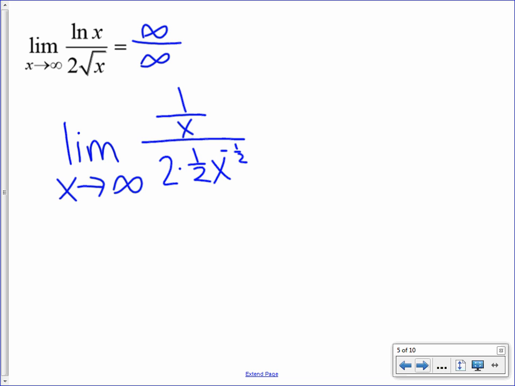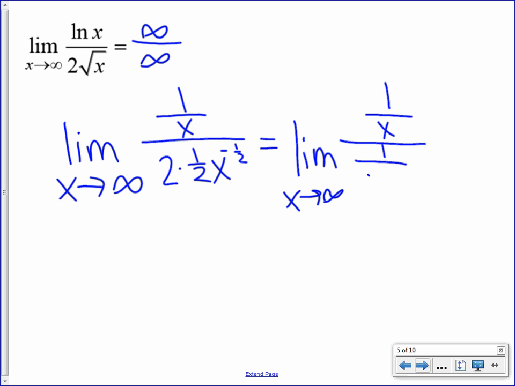The half and the 2 cancel out. 1 over the square root of x. Yes, okay, I'm just spelling it out. And you could also put the numerator as x to the negative first. Get rid of x over x. The 2 and 1/2 cancel. I'm going to write this as 1 over x to the 1/2.